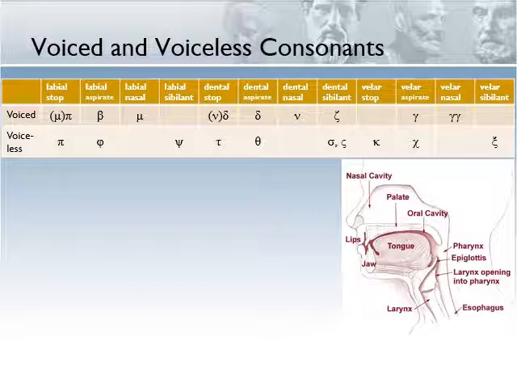The dental nasal is the letter nu, sounding like the English N. And this sound is voiced. N, n. The zeta also is dental, and it is voiced. It is a sibilant, sounds like the English Z. So make the sound of Z, z, z, and you should feel a definite vibration in your throat. Those are the dental consonants.